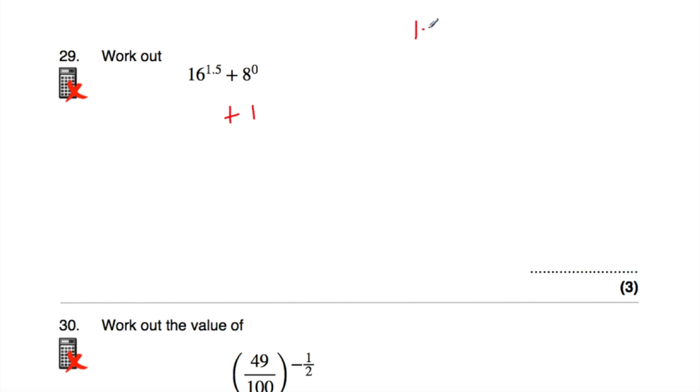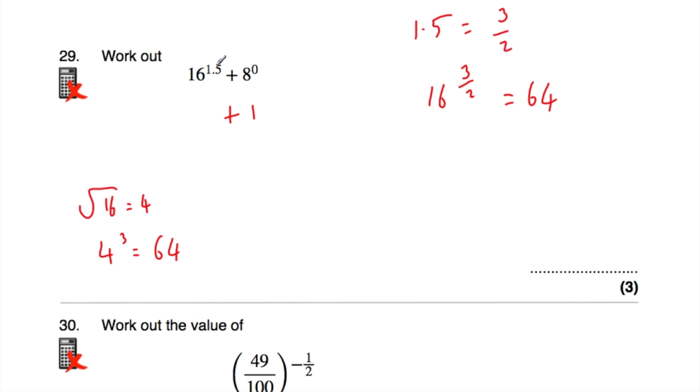So 1.5 as a top-heavy fraction is 3 over 2, because 3 divided by 2 is equal to 1.5. So 1.5 is 3 halves. So that means that we've got 16 to the power of 3 halves. And if we want to work out what 16 to the power of 3 halves is, we need to do the square root and then cube it. So the square root of 16 is equal to 4. And then we're going to cube it. 4 cubed is equal to 4 times 4 times 4, which is 64. So 16 to the power of 3 halves would be 64. So that means that 16 to the power of 1.5 would be 64. So we've got 64 plus 1, and 64 plus 1 is 65. And that's it, 65. Okay, let's look at our next question, question number 30.